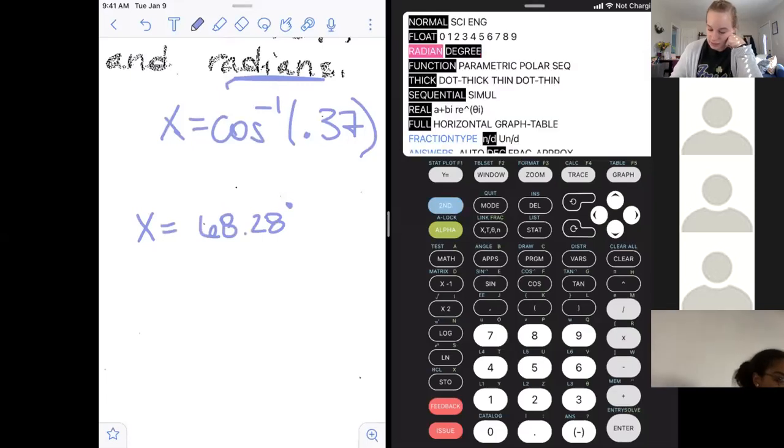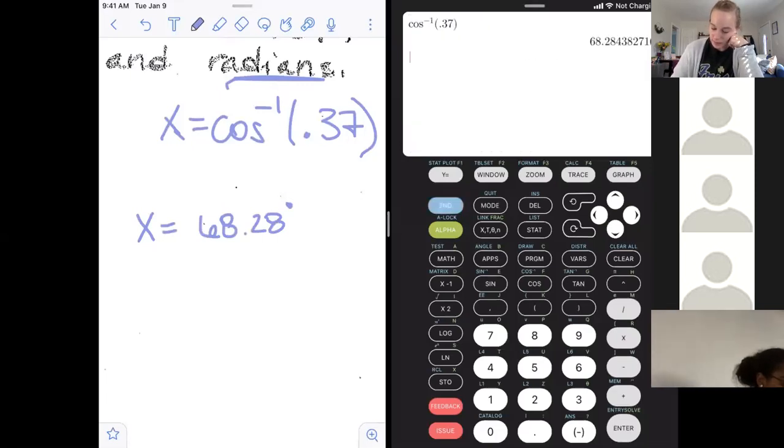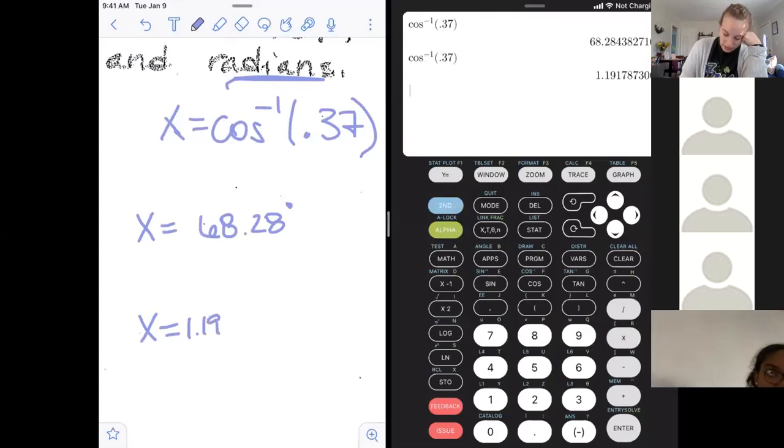I'm also going to do it in radians. So I'm going to go to radians, do the exact same problem, second cos 0.37. And this time I get 1.19. You can call it radians if that makes you happy.